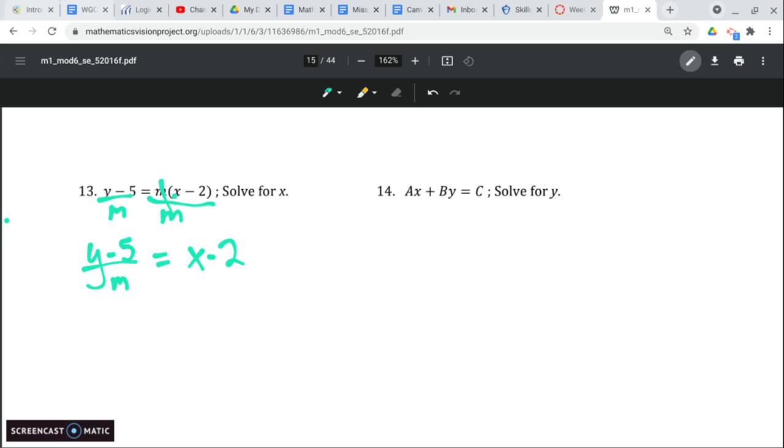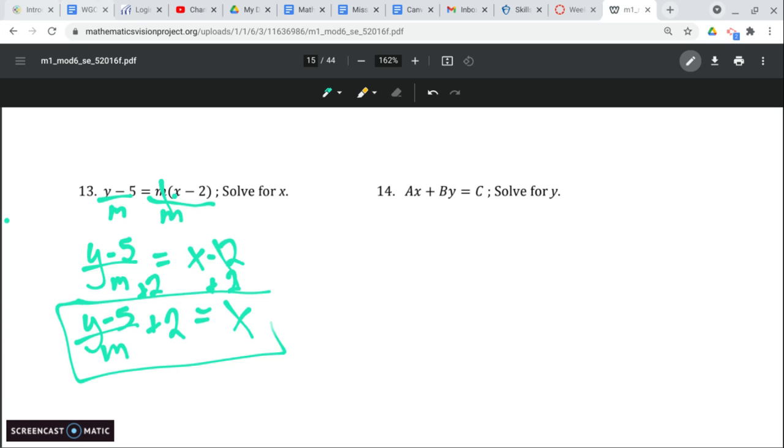Now, like I said, the goal was to get rid of everything with the x. So we have to add 2. This cancels. So x equals y minus 5 all over m, plus 2. There's our answer. It's all about rearranging it to get that variable by itself and doing opposite operations to do so.